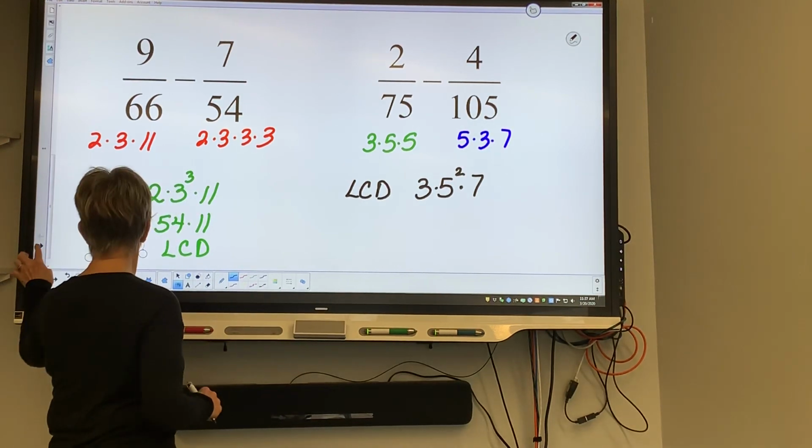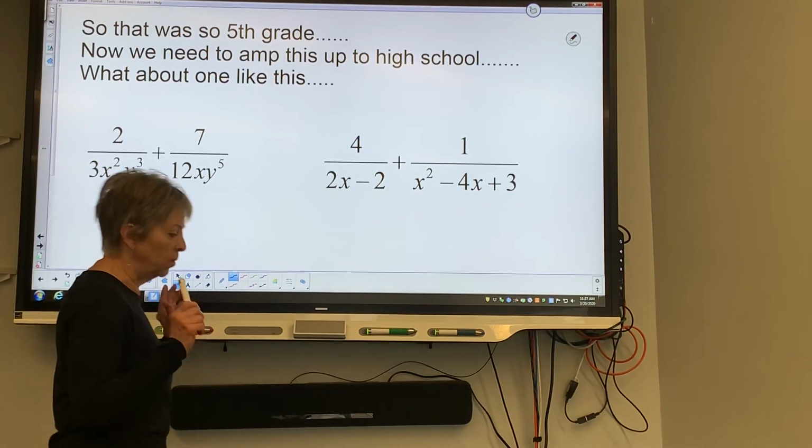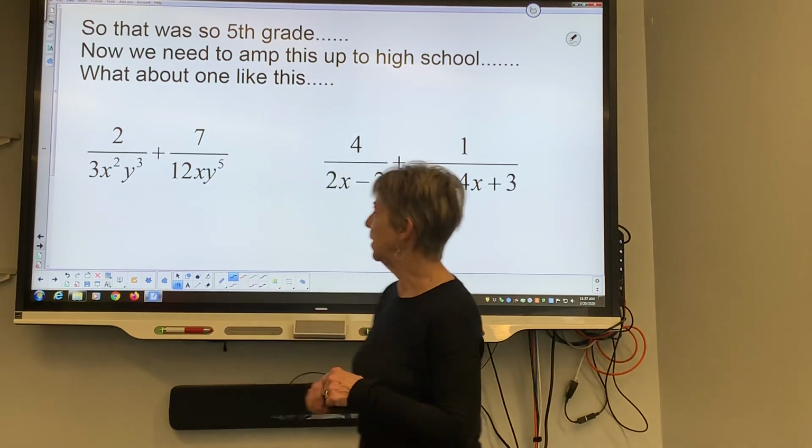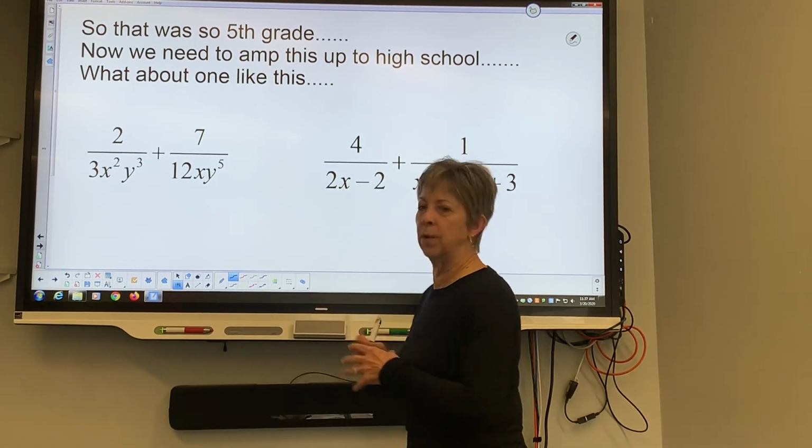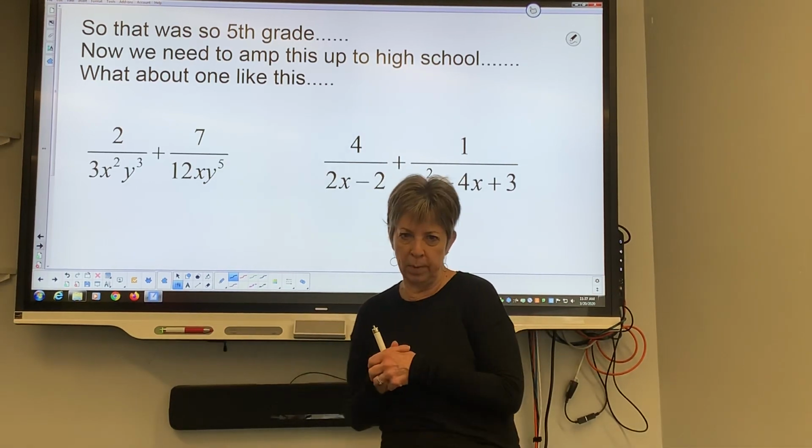All right, so let's move along. So that was 5th grade. Now we need to amp this up and start throwing some variables and some polynomials in here.